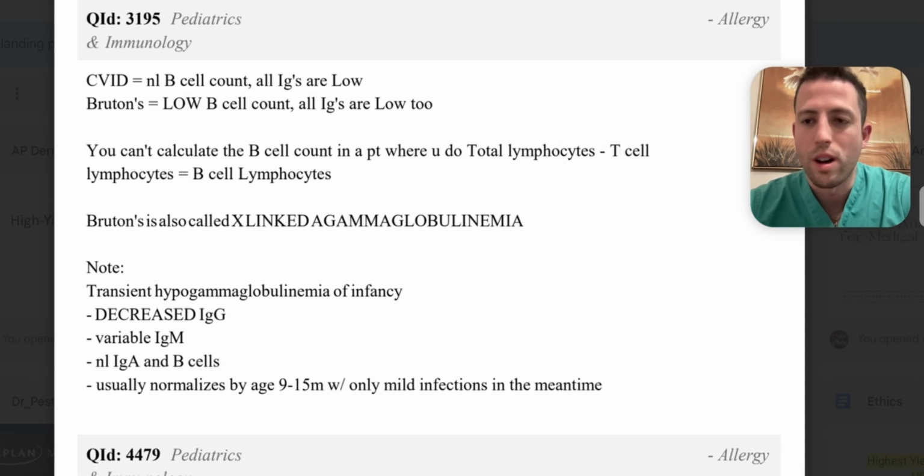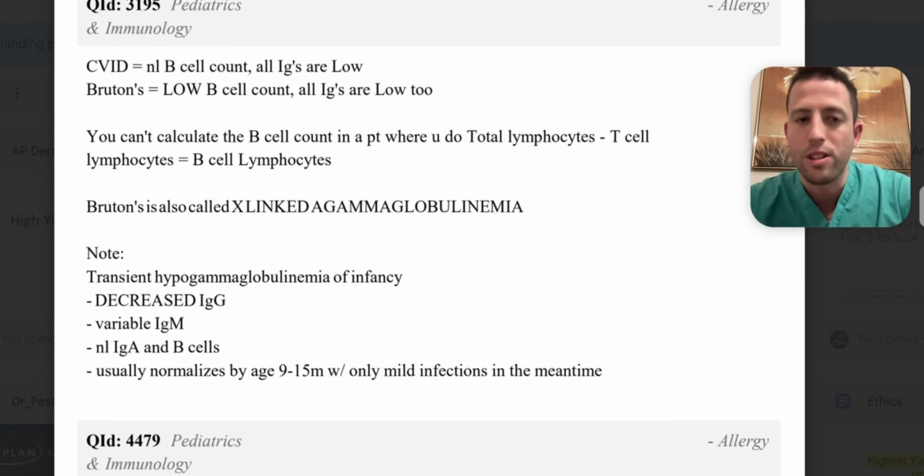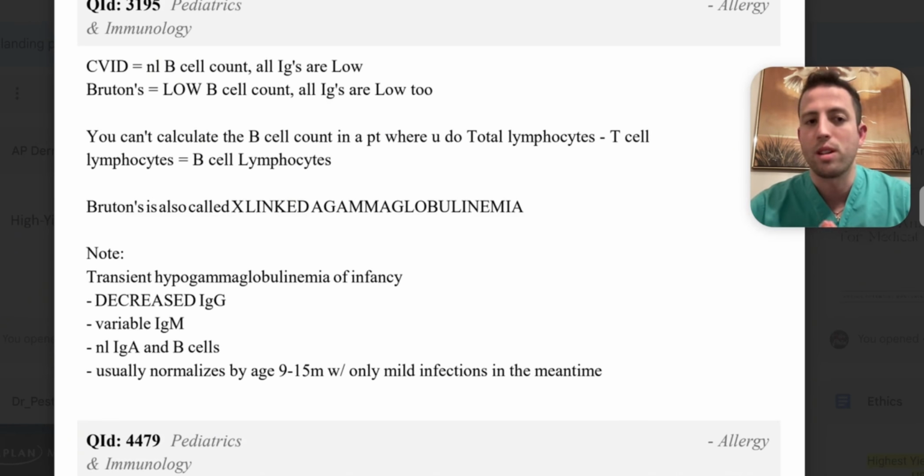Next, a little bit more on common variable immunodeficiency. So they'll have a normal B cell count, but all the immunoglobulins are low. So I remember the common factor is that they're low in common variable immunodeficiency. And so Bruton's, I remember the B for Bruton's, B for baby, and then B for a low B cell count. All their immunoglobulins will also be low too. So you really want to look at the B cell count to differentiate Bruton's from common variable immunodeficiency.